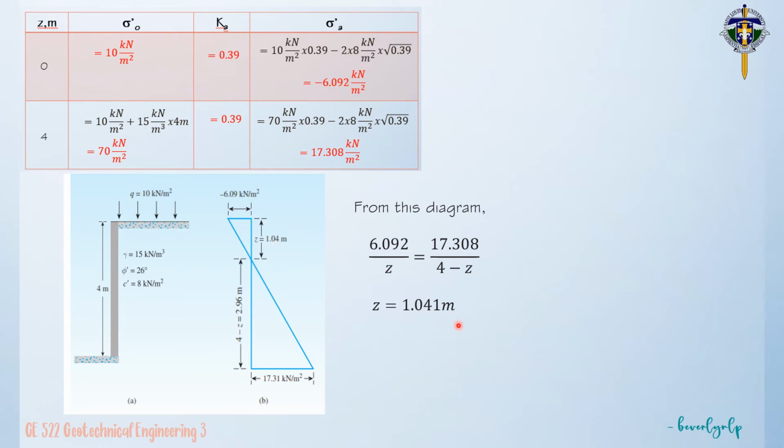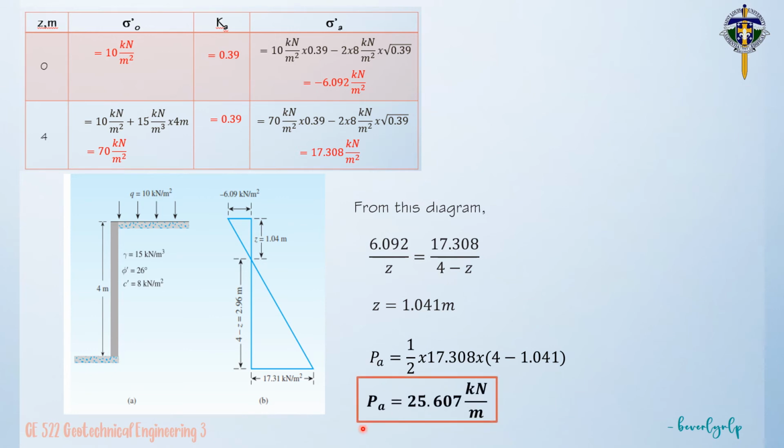Since the required is to find the active force after the tensile crack, we will only be considering this part of the diagram. This is the point which represents where the tensile crack occurs. After the tensile crack, we will only be considering this part of the diagram. So the active force is simply the area of the diagram. Therefore, P_A is simply the area of this triangle. That becomes 1/2 times the base, which is 17.308, multiplied by this height, and this height is 4 minus 1.041. So our active earth pressure is 25.607 kilonewton per meter. And this is now our answer for item A.